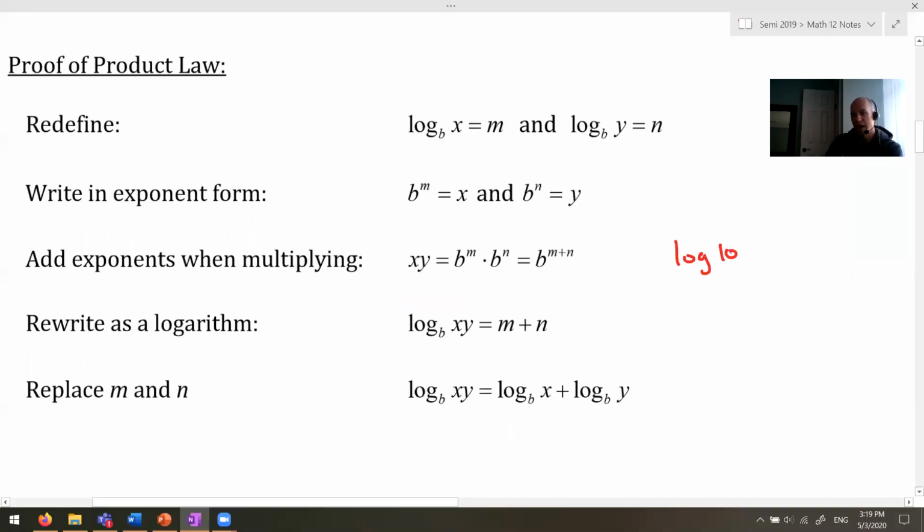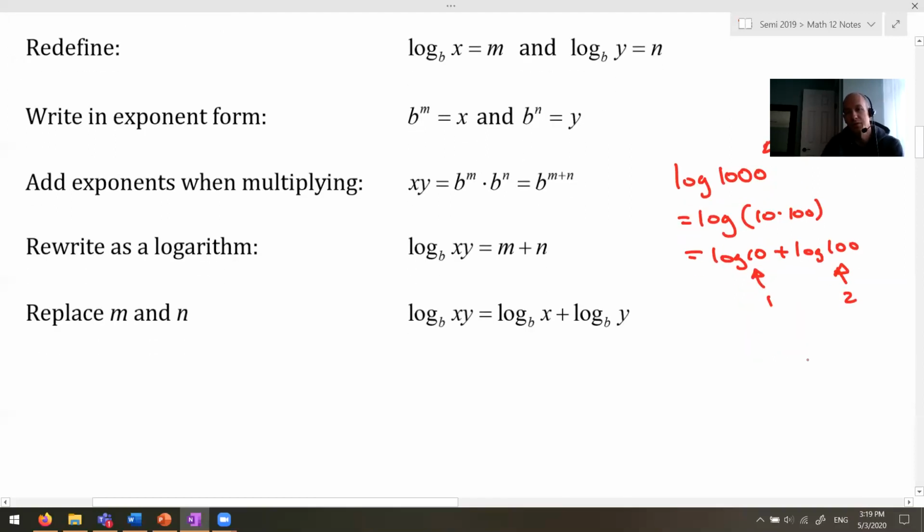Like let's say we want to do log of 1,000. What this is saying is I could split up log of 1,000 into log of, let's say, 10 times 100. And then the product law is saying, because it's log of 10 times 100, I can split this up into log of 10 plus log of 100. And of course, log of 1,000 is equal to 3, log of 10 is equal to 1, and log of 100 is equal to 2, and last time I checked, 3 is equal to 1 plus 2. So that's a little simple numerical example that can just sort of illustrate this in more concrete terms.